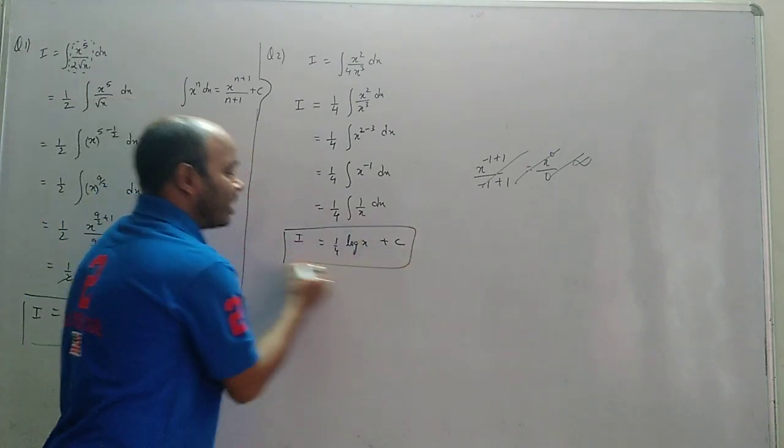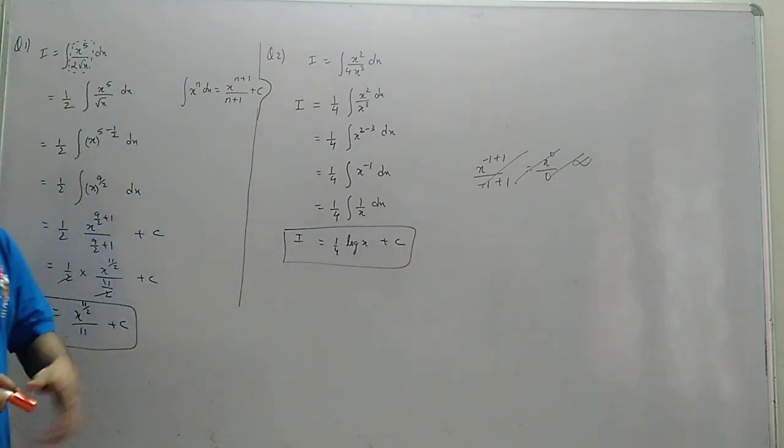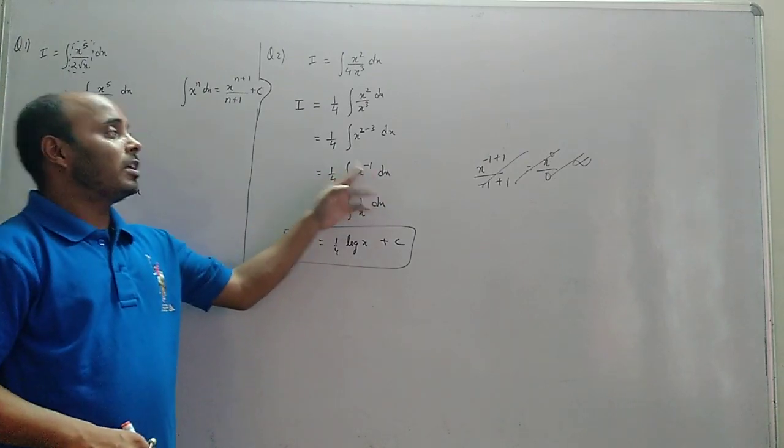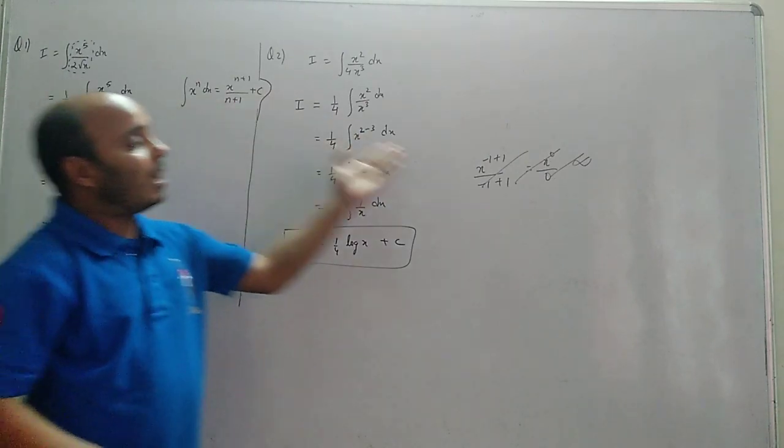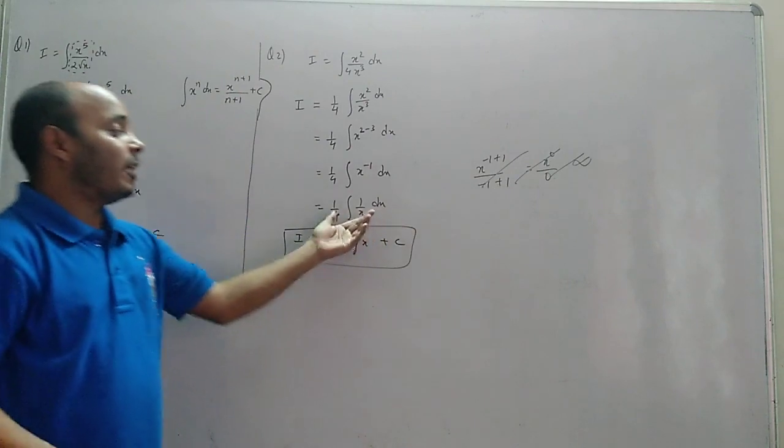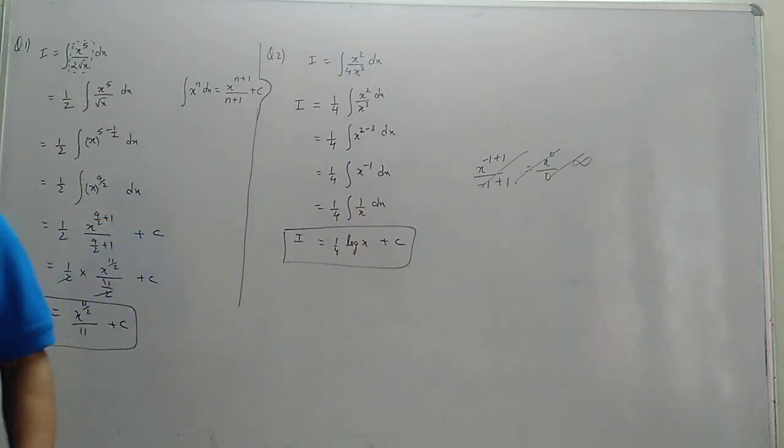Okay, this mistake a student makes basically, so try to understand nicely. x to the power minus 1, we cannot go for this formula. If you apply it also, you will get infinity. So we have a direct formula. Okay, now let's go one step ahead.